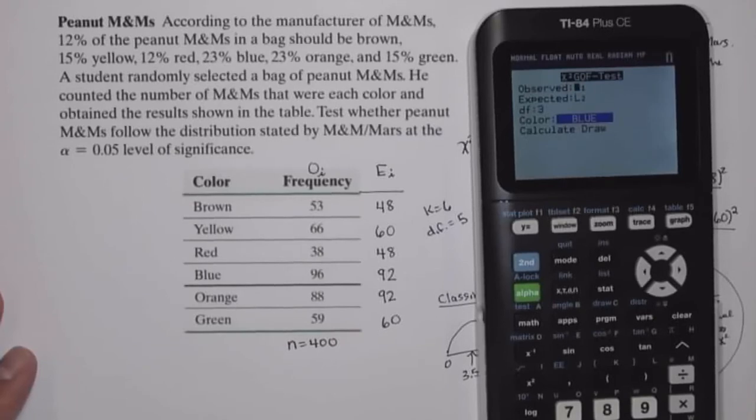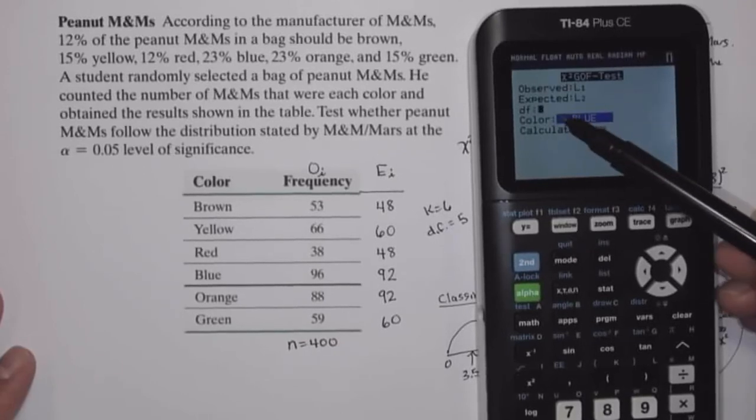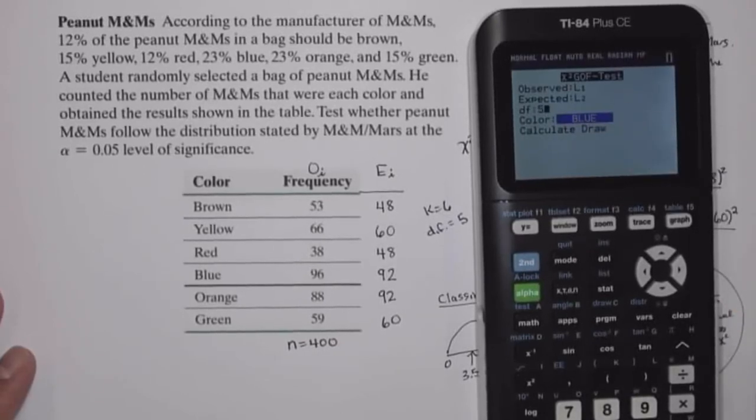So I select the goodness of fit test. What I have to tell the calculator is where are the observed data, and I put the observed data in list 1. Where are the expected values? Those are in list 2. I have to tell the calculator the degrees of freedom. In this case, that will be 5. So once I've done that, I just calculate.